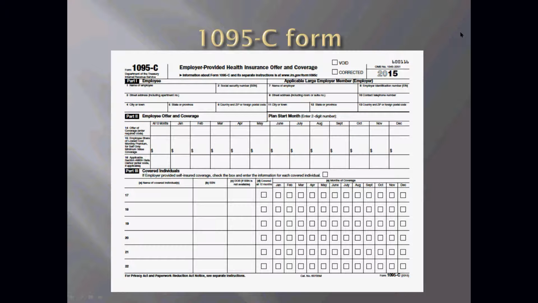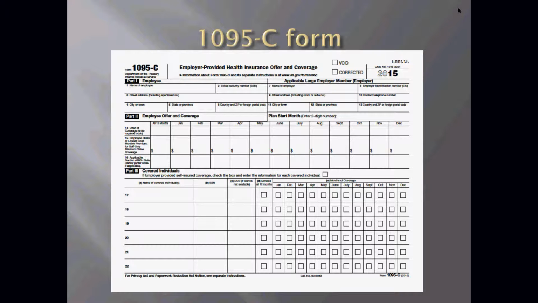All right, I'm going to move on to the 1095-C. This is where things get a little more complicated. Part 1 is the easy part. That's the employee. You just fill out that information for your employee, go from there. Part 2 is the offer of coverage and the plan's start month. So the start month is the day that your plan actually begins for the employees.